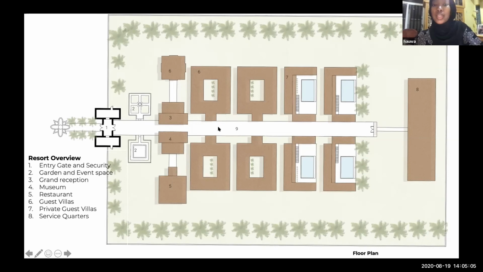So the way I included the processional hallway, I wanted that to be where the Durbar takes place. So they would come from the back and proceed all the way through the front of the resort. And there would be viewing platforms above the museum, or guests could just come out and observe the Durbar from their residences.